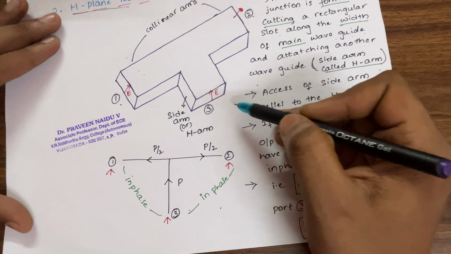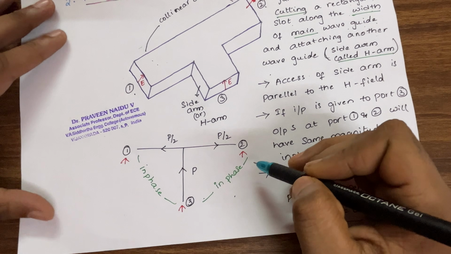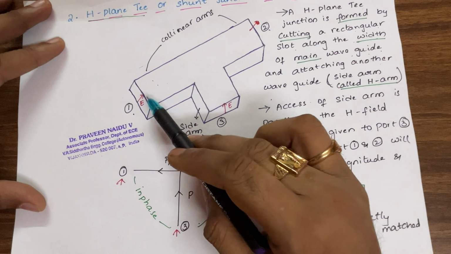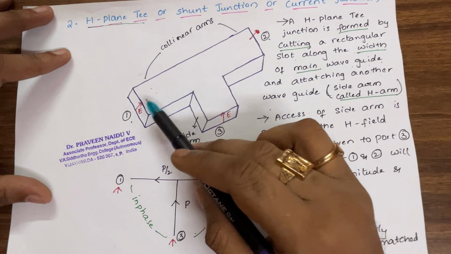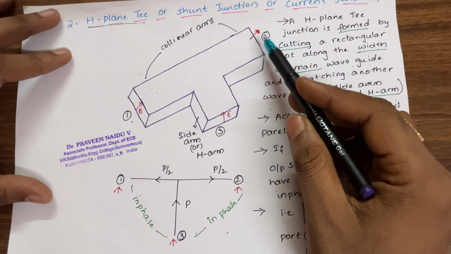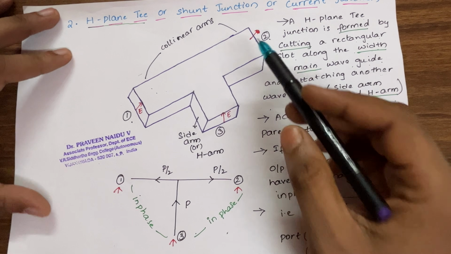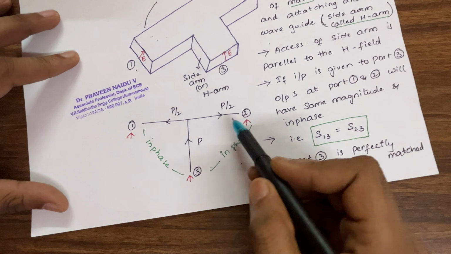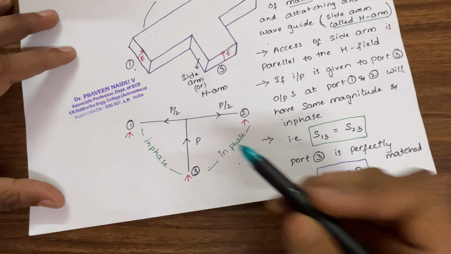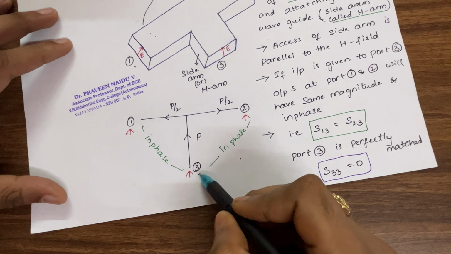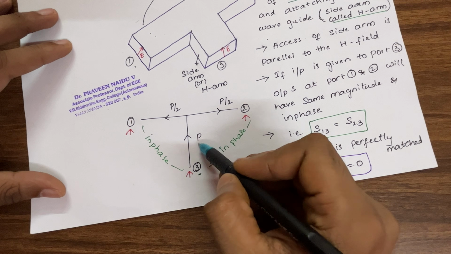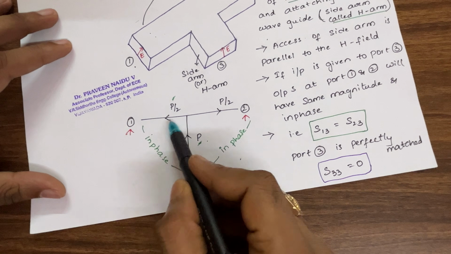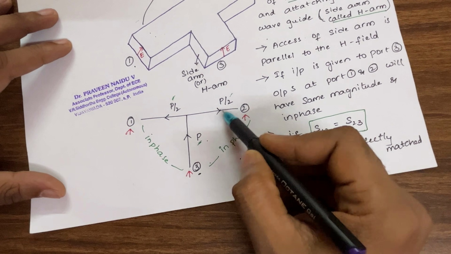To understand the power division, in the case of the E-plane T we have seen that if input is given at port number 3, equal magnitude was observed across port number 1 and port number 2 with out of phase. In a similar way, we are going to understand the properties of power distribution and the phase. Suppose you are giving input at port number 3, and let's assume P is the power at the input, then P by 2 goes to the port number 1 output, and P by 2 goes to the port number 2 output.